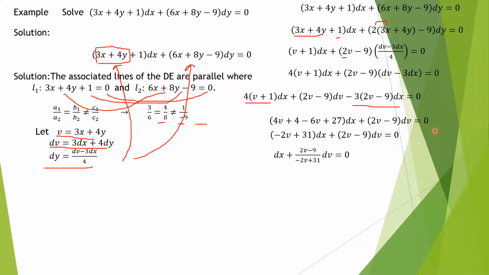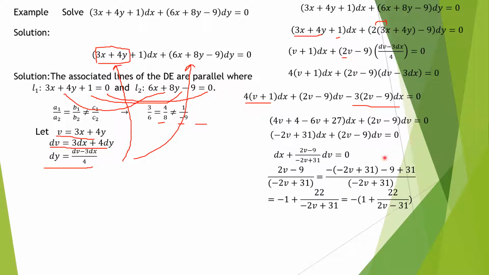The next step is to divide both sides by (-2v + 31), and then integrate. Before integrating, you see that this term is not integrable right away. So what you do is express the numerator as a function of the denominator. By inspection, 2v - 9 is the negative of the denominator, -2v + 31, and then minus 9 plus you just have to balance. Since you multiplied by negative 31, you add 31 to balance that denominator.